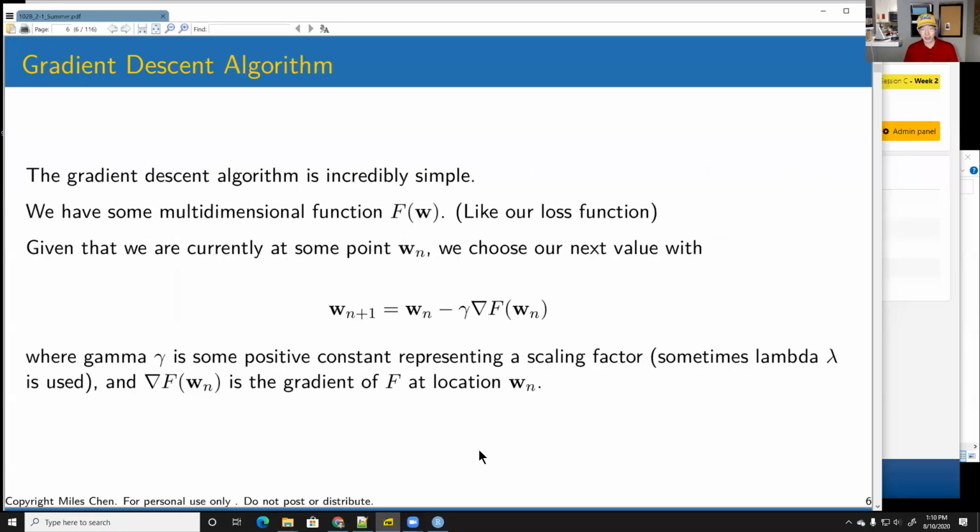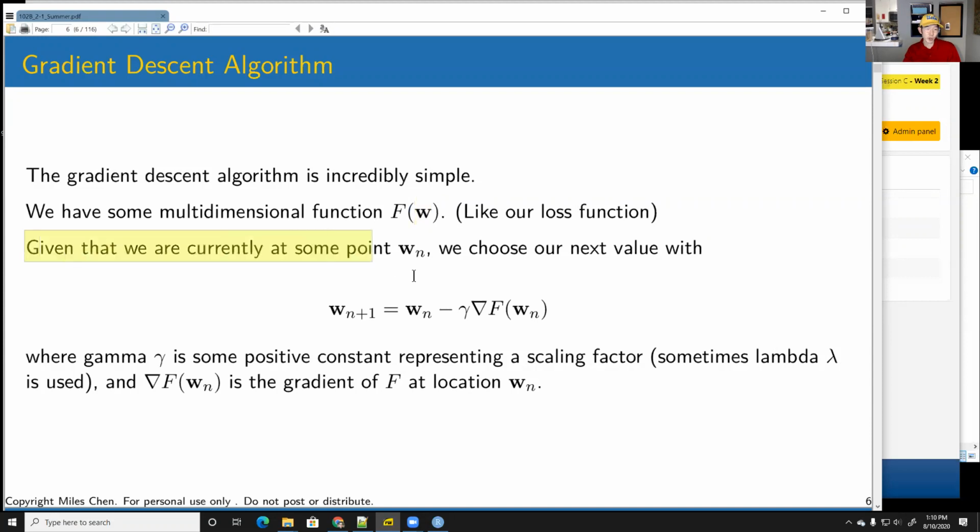And so the algorithm for gradient descent is incredibly simple. It's represented very simply, and this is all it is. We have some function f of w. It's like our loss function. This is a multidimensional function. Its input is a vector w of d dimensions.